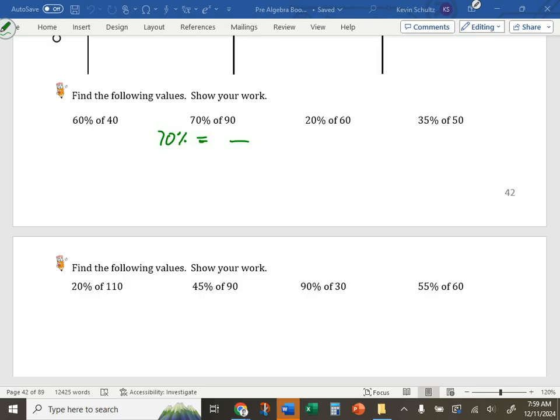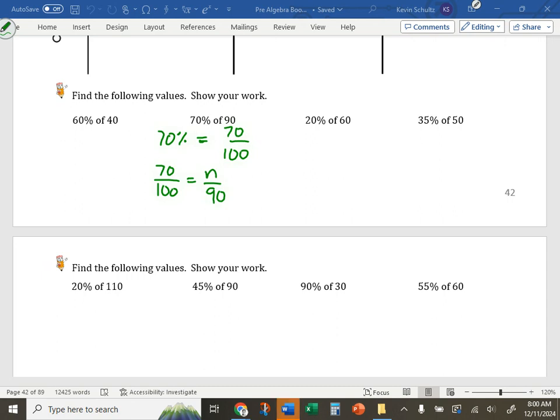So 70% as a fraction is 70 over 100, right? And the proportion that we're setting up here is we're saying 70 over 100 is equal to how many out of 90? And 90 comes from that other number in the original question. So there's no good scale factor here to get from 100 to 90.